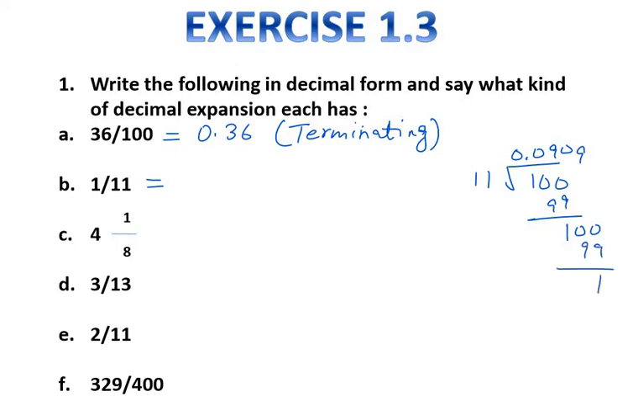Now this is unstoppable, like we need to again and again write 99 and 100. We will be getting remainder as 1 again and again. So in this case we can conclude the answer is 0.09, and you can see that 09 is repeating.